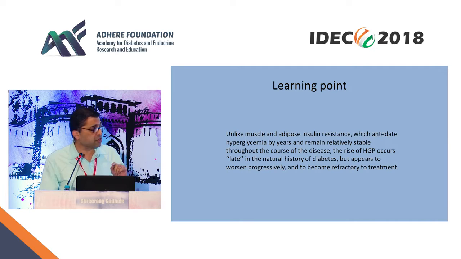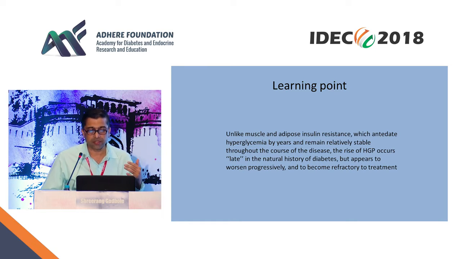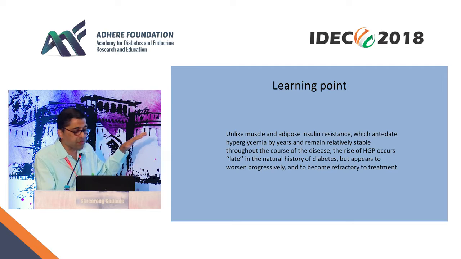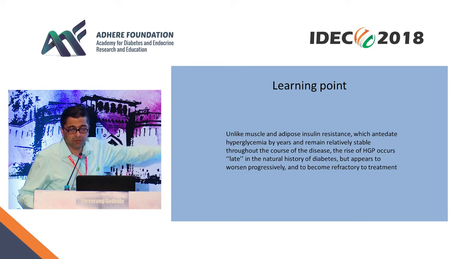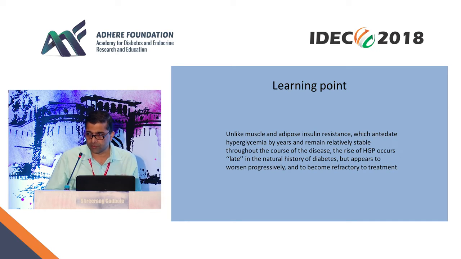The rise in the hepatic glucose production occurs relatively late in the natural history of the diabetes, occurs before the pancreatic defect, but after the muscular or the adipose cell defect. But this defect at the level of the liver, unlike that in the muscle and adipose tissue, worsens progressively and finally becomes refractory to treatment.